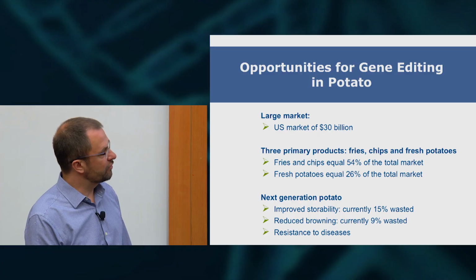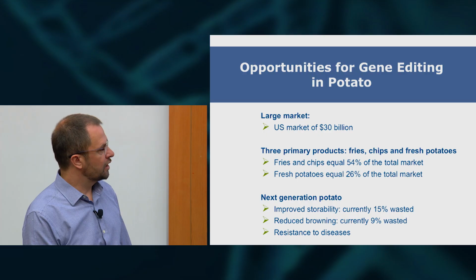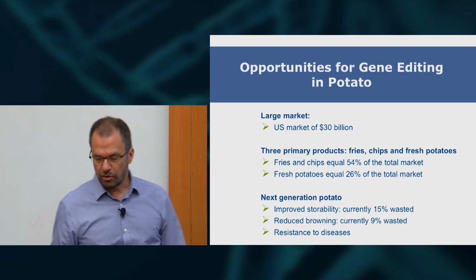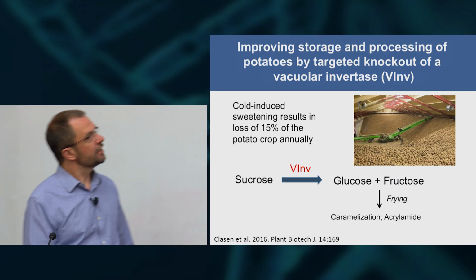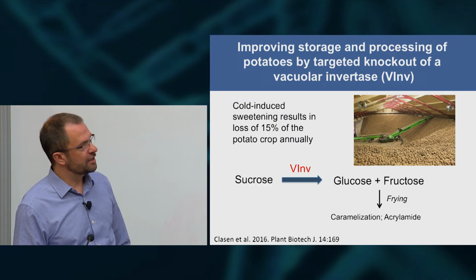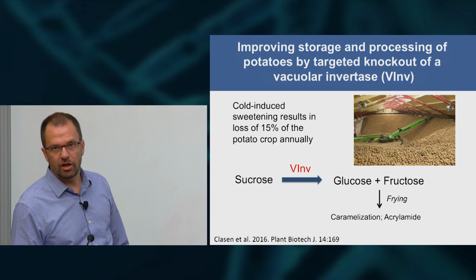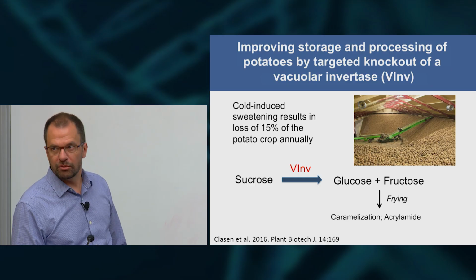Storability, about 15% of it's wasted because the potatoes can't be stored very well, and I'll talk about that more extensively. Or reducing browning through the processing of potato to create fries and chips, for example. So the storability problem is the one that we attacked initially. And what happens is when you harvest potatoes, tons of potatoes in Idaho every fall, you can't process them all into fries and chips simultaneously. And you can't store them at a reduced temperature.